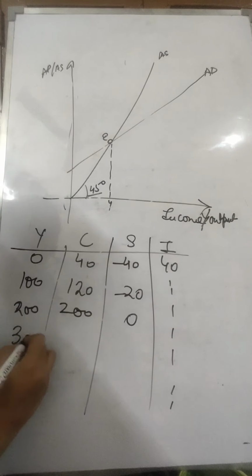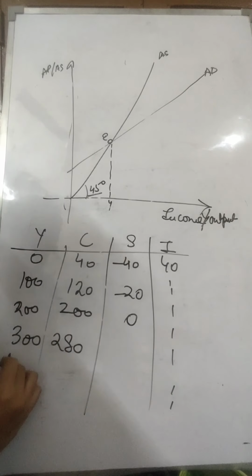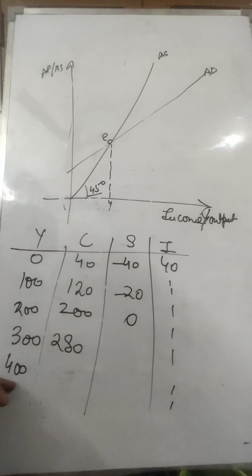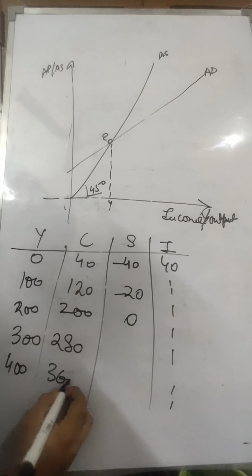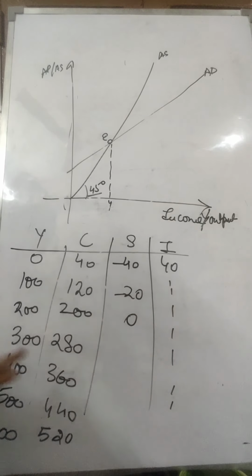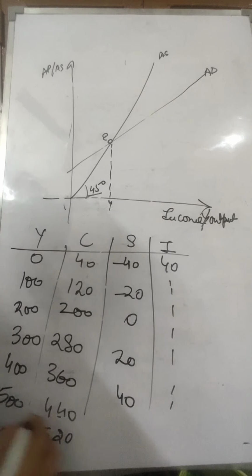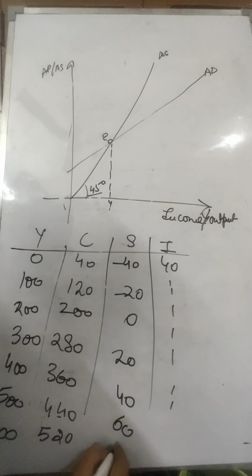Then I will have 300 income, where I will be consuming 280. Then 400 of income, where I will be consuming 360. Then 500 of income, where I will be consuming 440. And then 600 of income, where I will be consuming 520. Simultaneously, what will be my savings? Savings will be 20, then 40, then 60, and finally 80.